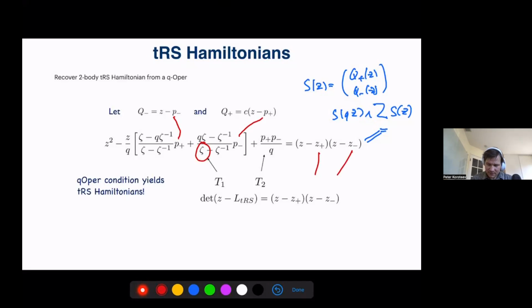So the q-Oper condition itself is literally the spectral curve of the TRS model. And that happens for the simplest possible choice of q plus and q minus. Now you can imagine what happens if you take higher degree polynomials, so it will be something more general. So the upshot of this first part of the story is that, yes, you can generalize quantum classical duality, and it leads you to very interesting geometric structures in quantum Q-Langlands.